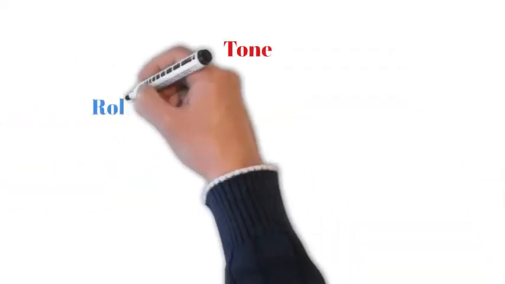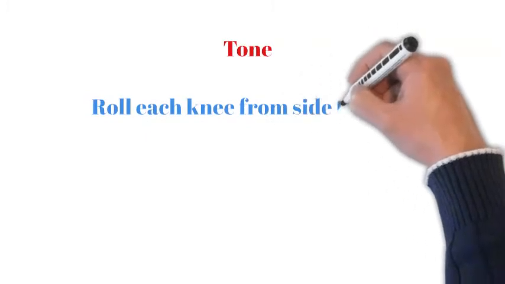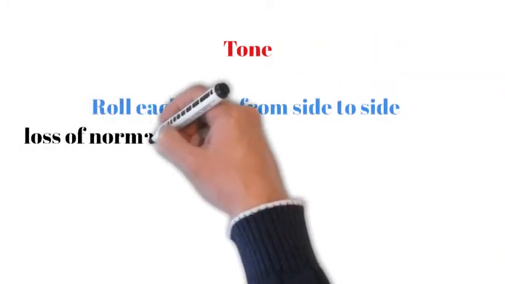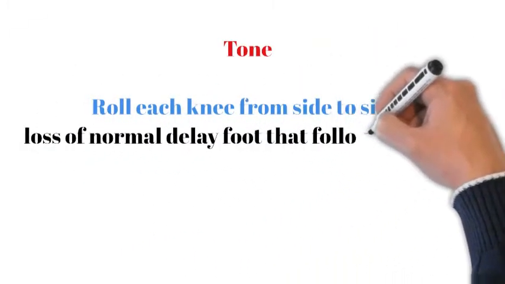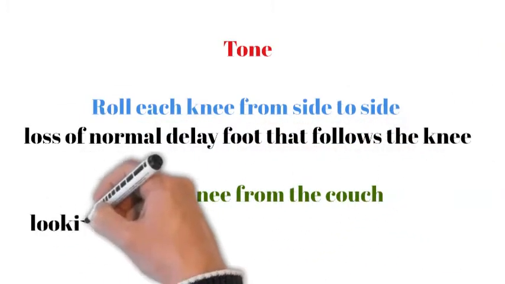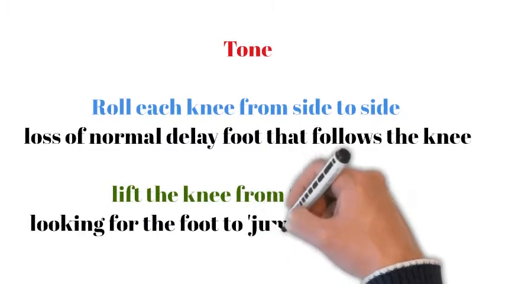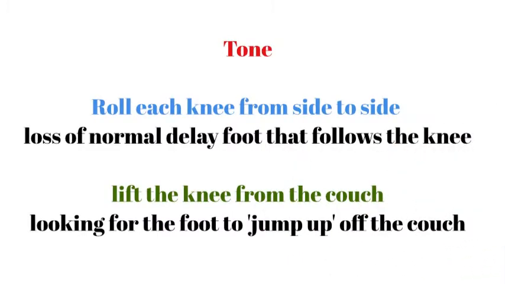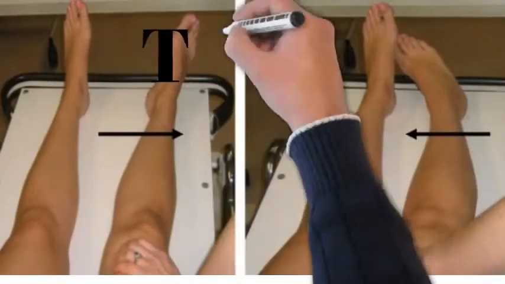Now, for checking tone, roll each knee from side to side, looking for loss of the normal delay with which the foot follows the knee. Lift the knee from the couch, looking for the foot to jump up off the couch. The patient needs to be warned first, and told to relax, and keep the leg floppy.